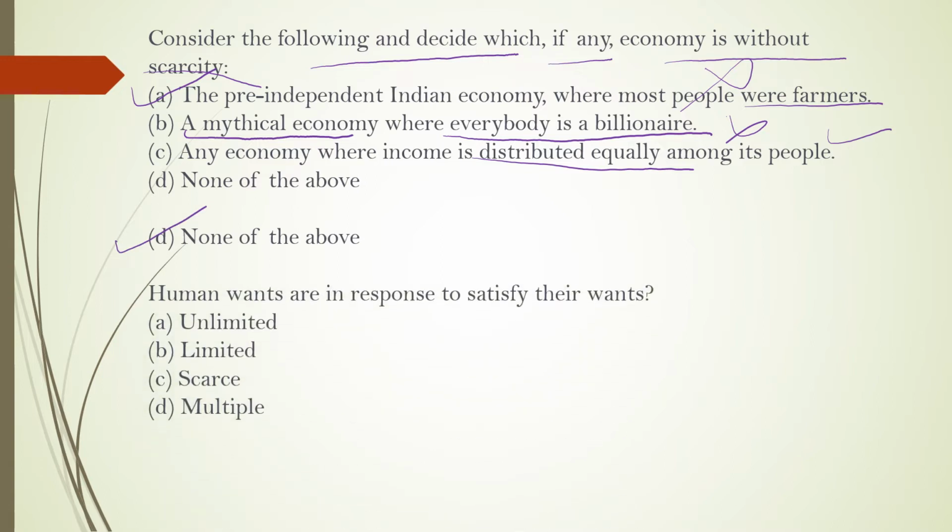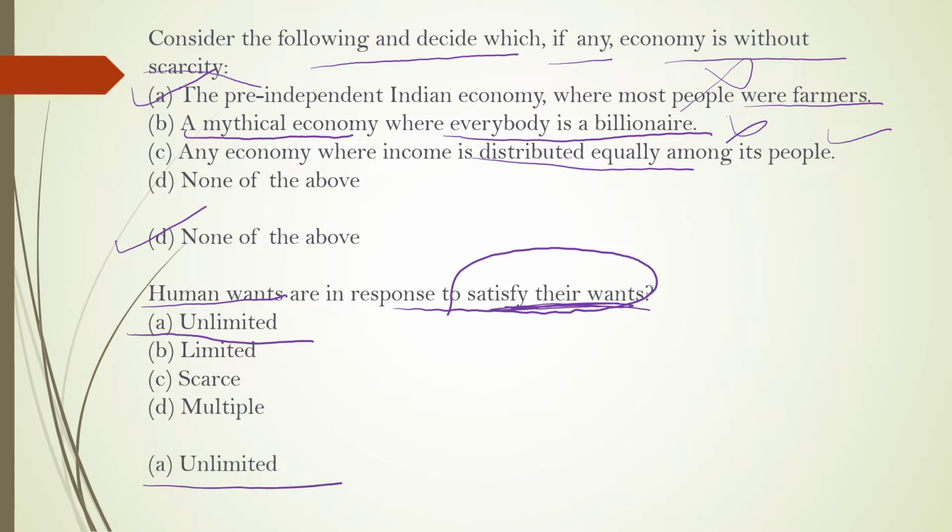Next one, let us see. Human wants are in response to satisfying their wants. So human wants are unlimited. When you are trying to satisfy your wants, human wants become unlimited. The right answer: wants are not limited, not scarce, they are multiple. So the right answer is, with respect to satisfaction, they are unlimited.